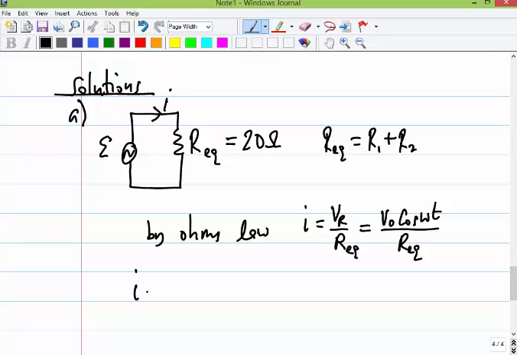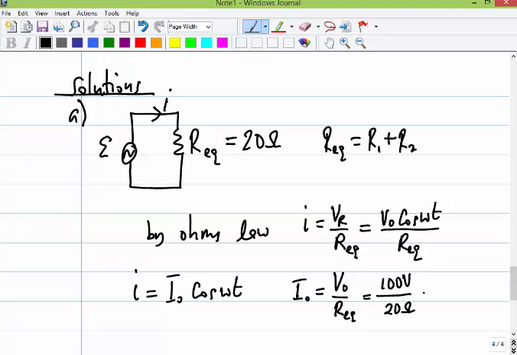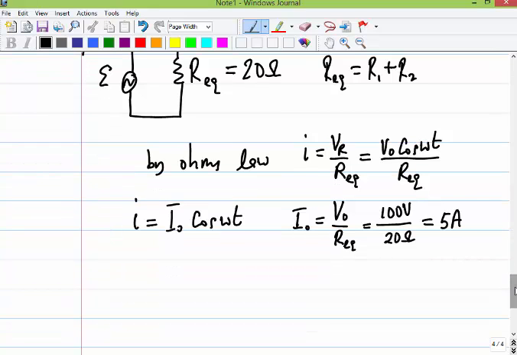We already know that V naught is 100, and we know R equivalent, so we can find I naught, the peak current. I naught is equal to V naught over R equivalent. V naught is 100 volts, and R equivalent is 20 ohms. So what is I naught? 5 amperes. The peak current is 5 amperes, so we write I equals 5 cosine omega t, because the peak is 5.